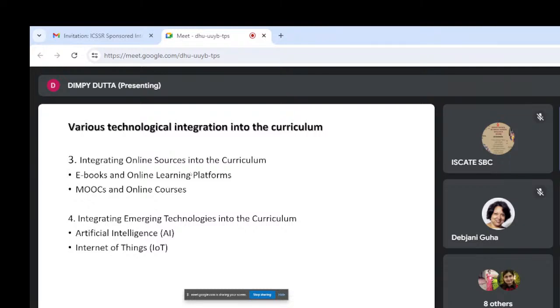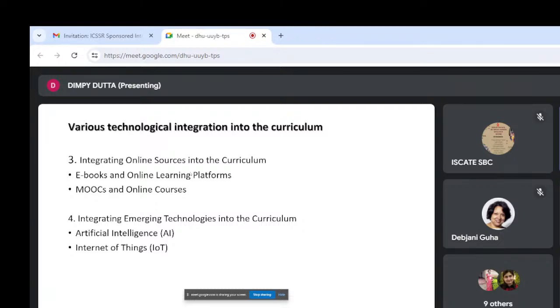The next we have is MOOCs and online courses. As the name says it all, massive open online courses. They are designed for large-scale student participation by providing open access. These platforms and courses provide learners with a holistic approach to learning. They are also available in multiple languages to support diversity and inclusivity.